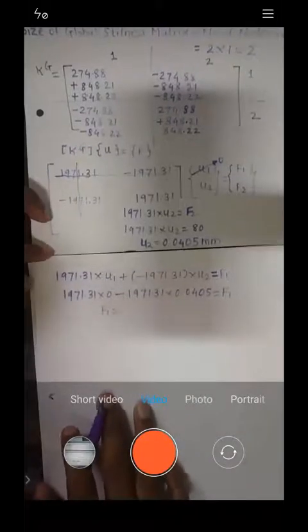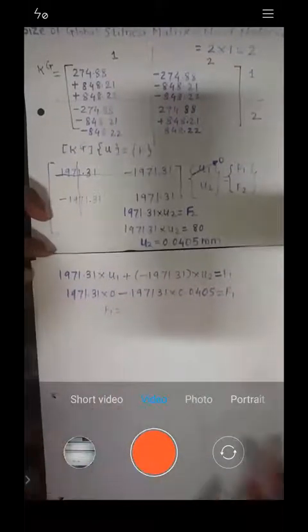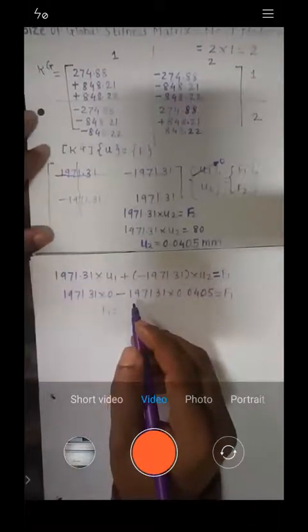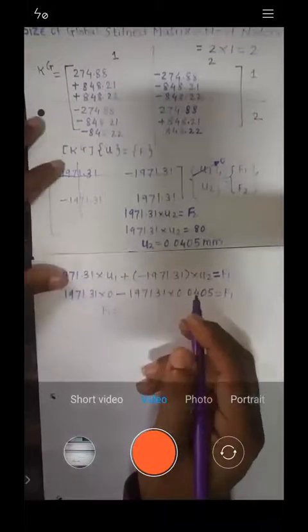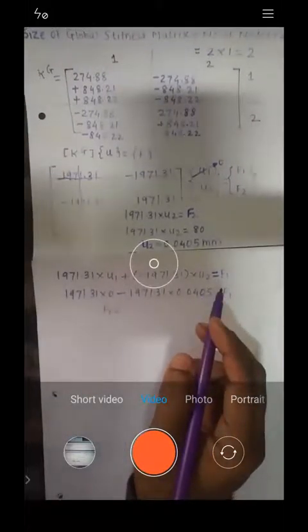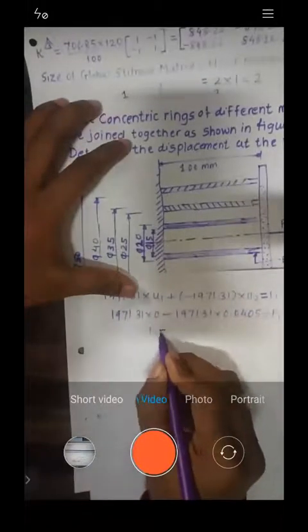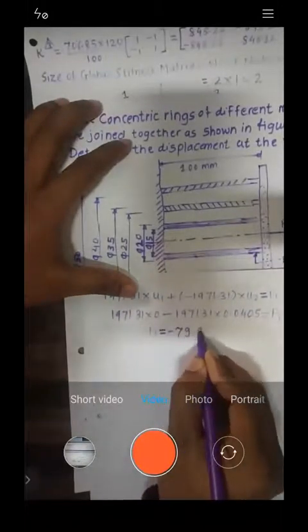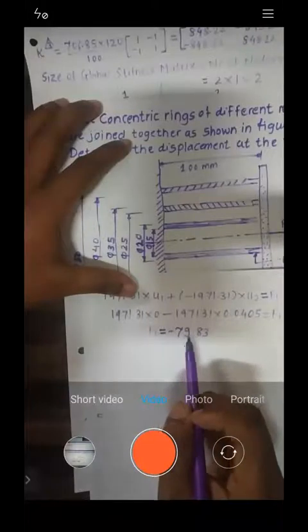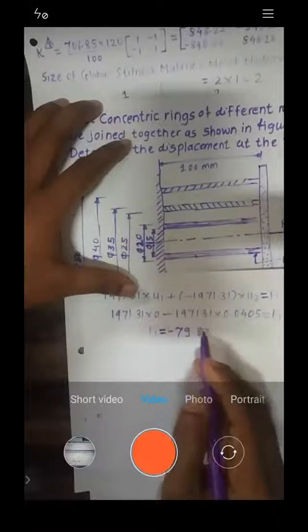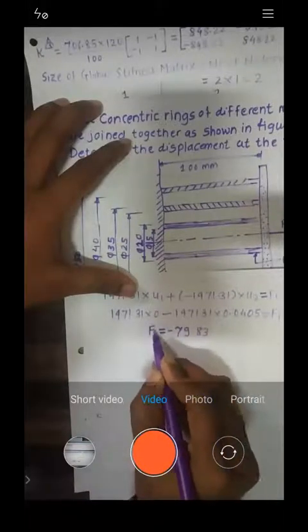How much? Minus 80, sir. Minus 80. How much value are you getting? Try to get the exact answer. Minus 80? 79.83. See, how much are you getting? Minus 79.83, right? As I told you, it should be minus 80 only, but it is coming approximately equal to minus 80. Are all of you getting this? What I need to convey?